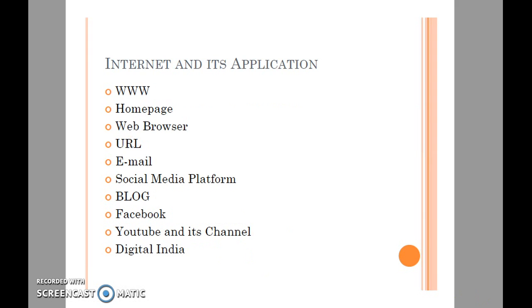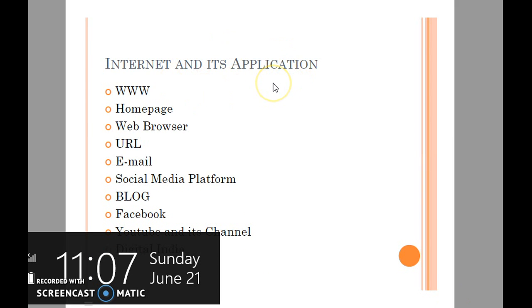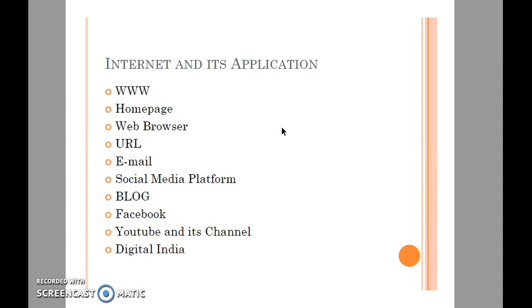Then the next one is the internet and applications. What is the internet? Nowadays we are all using the internet. Today all our networks are connected with each other over the internet. The internet is the largest network in the world. The first workable form of the internet came in 1969 with the creation of ARPA in the USA under the US Department of Defense.